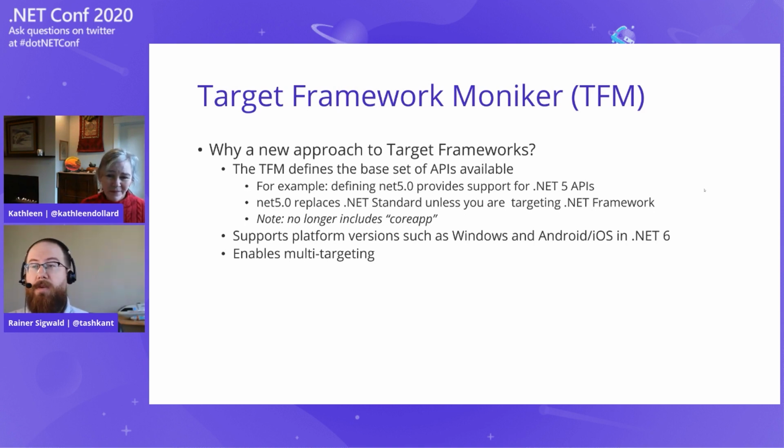So if you say that you want to target the .NET 5.0 framework, that gives you support for all the great .NET 5 APIs that we're spending a bunch of time and effort talking about today. One thing that you might notice if you're used to authoring applications for .NET Core is that the target framework used to be .NET Core App 3.1 or .NET Core App 2.0, and now it's just .NET 5.0. As Kathleen mentioned, we're dropping the core from the name.